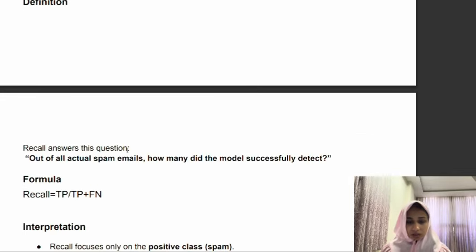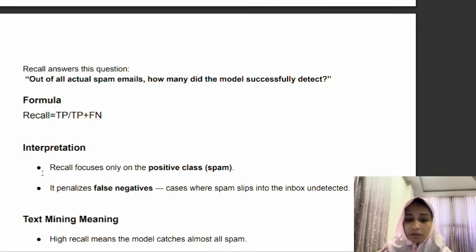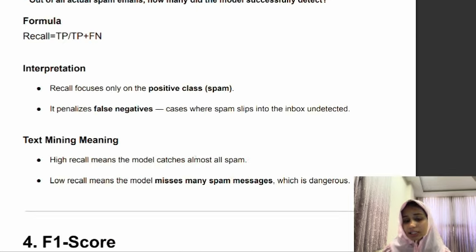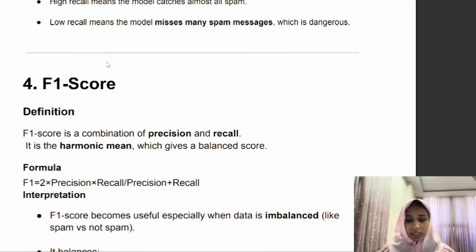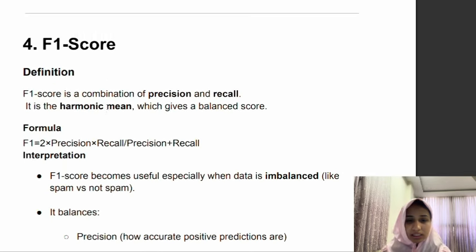Recall. Recall answers this: out of all actual spam emails, how many did the model successfully detect? How many were they actually able to detect? So recall equal to TP upon TP plus FN. Recall focuses only on the positive class, spam. It penalizes false negative cases where spam slips into the inbox undetected. So high recall means the model catches almost all spam, and low recall means the model misses many spam messages, which is dangerous.